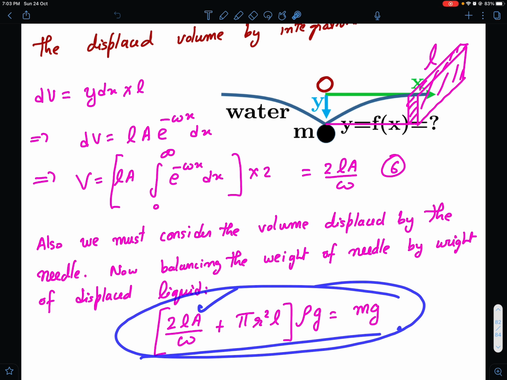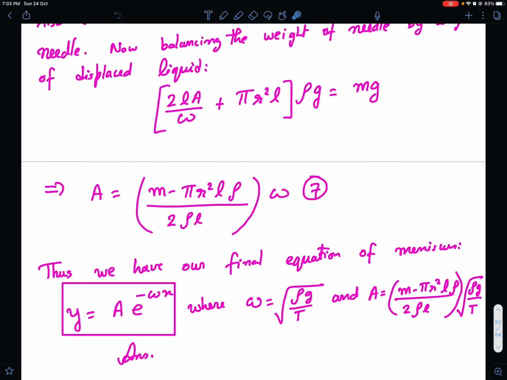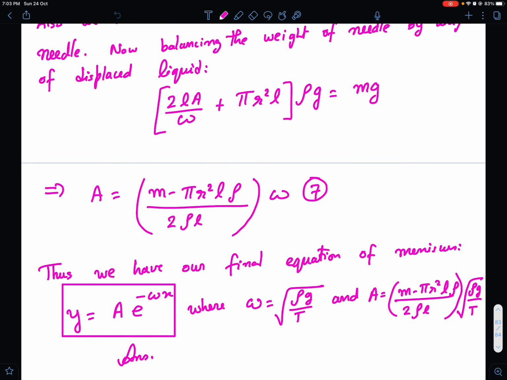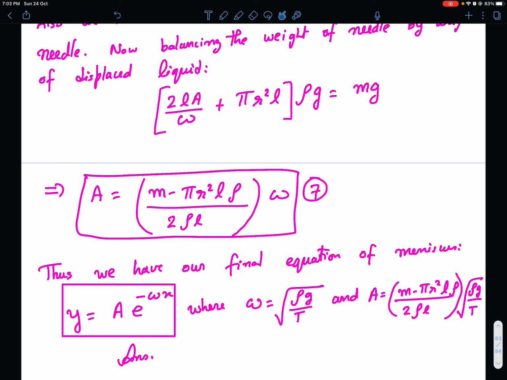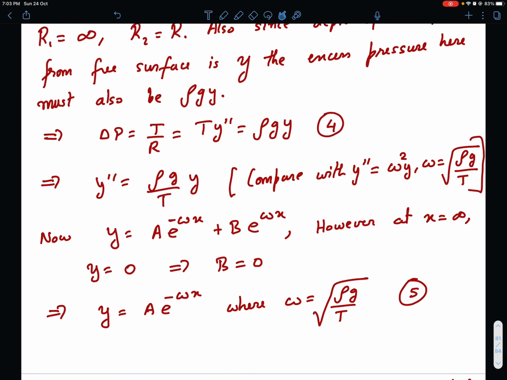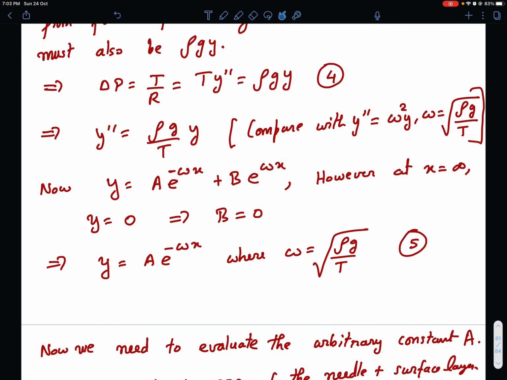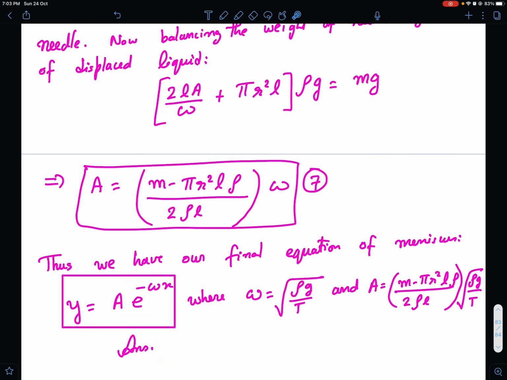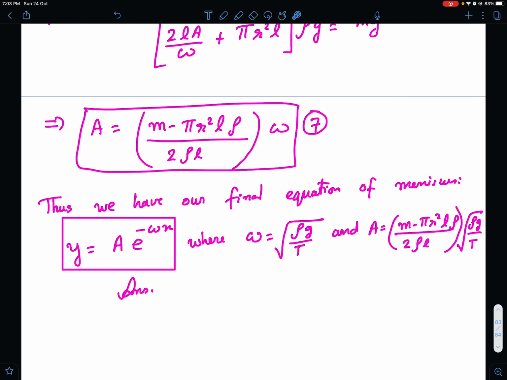And now using this we can directly solve for A. We can just rearrange the terms. If you solve, this is what you get for A. So this is what we get for A. Okay, and once you have A, once you have omega, then we already have the solution, right? So where is the solution? y is a e to the power minus omega x. All we needed to do is just substitute the values of A and omega. Okay, so now we have it. So I'll just write the final answer.